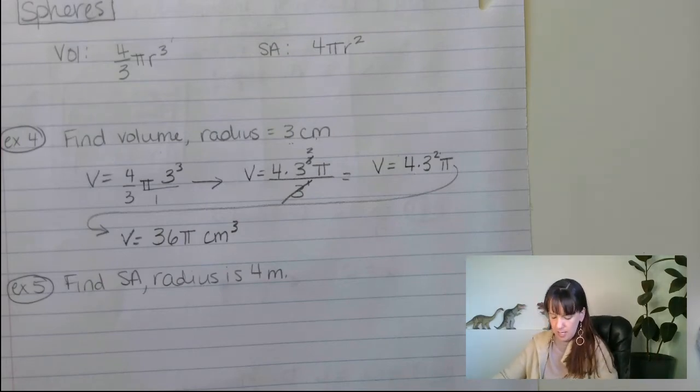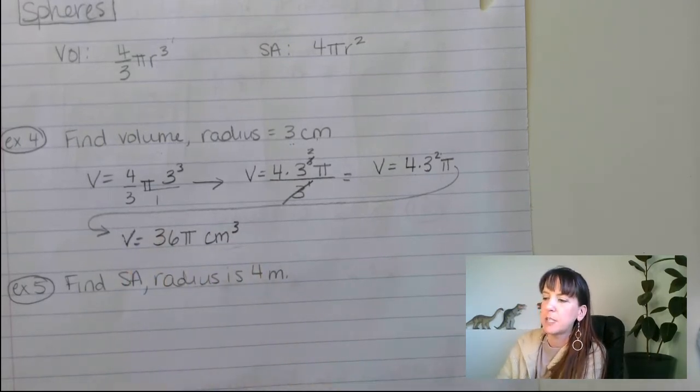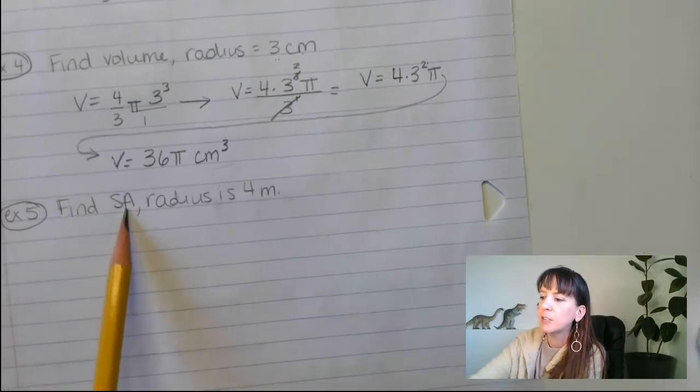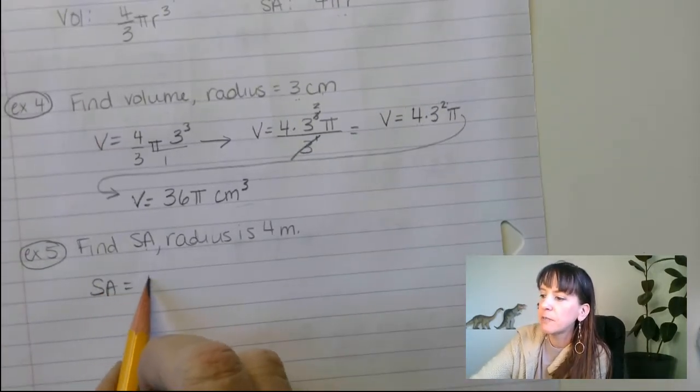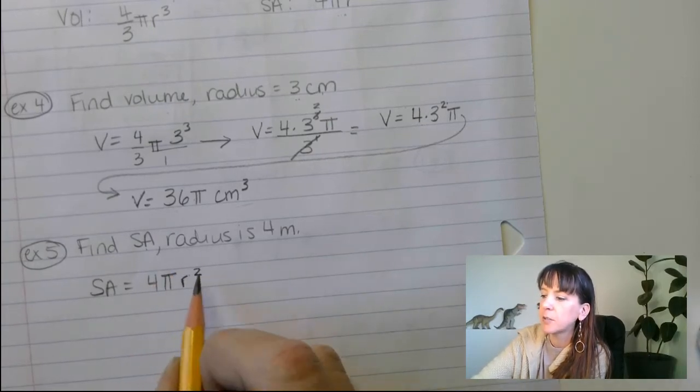For my class, I don't care if you leave it like this, but some teachers want you to multiply by pi, so make sure to do that if that's the case. All right, finding the surface area, here's our formula right up here. Surface area equals 4 times pi times the radius squared.